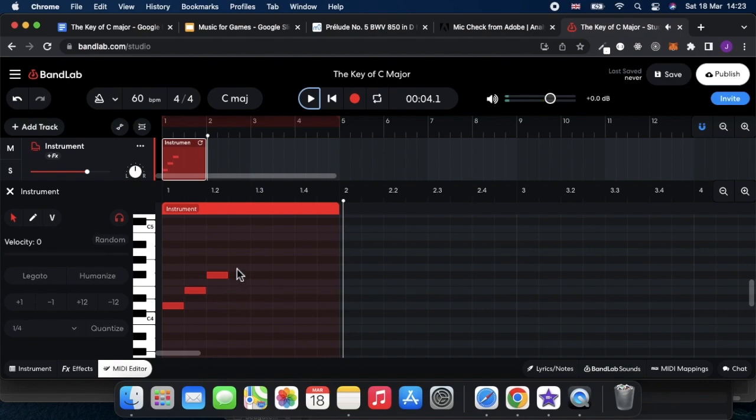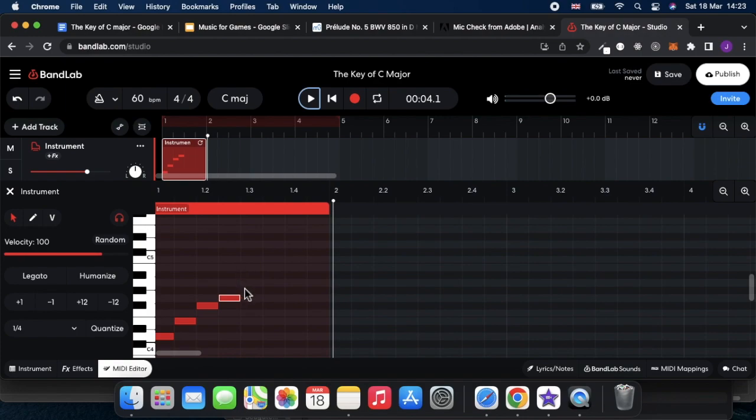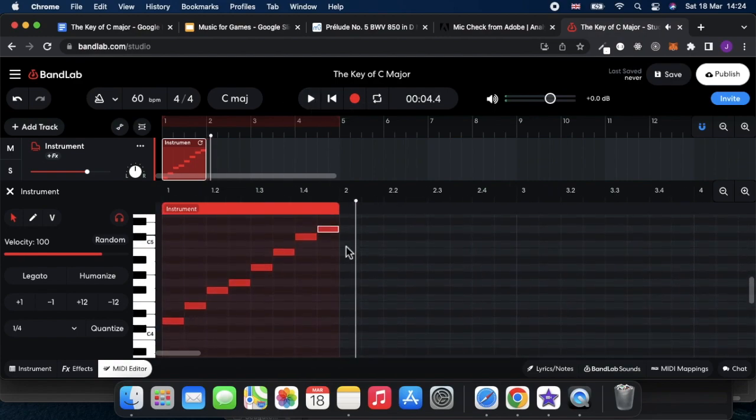Skip none. So I've gone skip 1, skip 1, skip none. And now I go skip 1, skip 1, skip 1, skip none. And that gets us back. And there we have our D major scale.